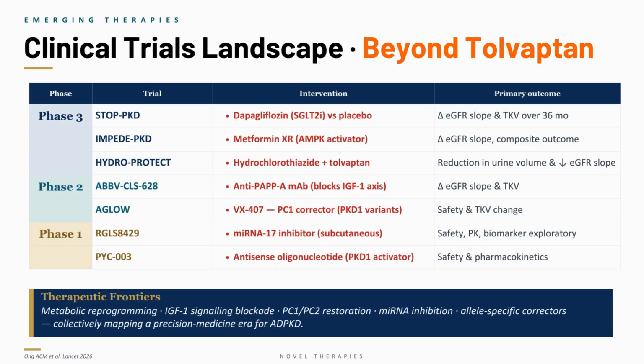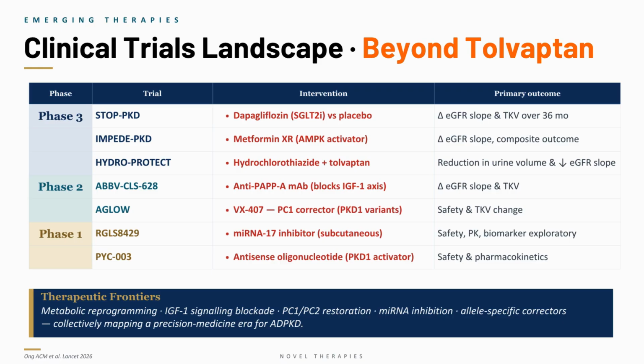ABBV-CLS-628 is an anti-PAPP-A monoclonal antibody, essentially targeting the IGF-1 signaling axis, with outcomes focused on eGFR slope and kidney volume. AGLOW is evaluating BX407, a BC1 corrector specifically for PKD1 variants, representing a move toward genotype-directed therapy. This is a big conceptual shift. We are not just treating the disease, we are targeting the underlying mutation.